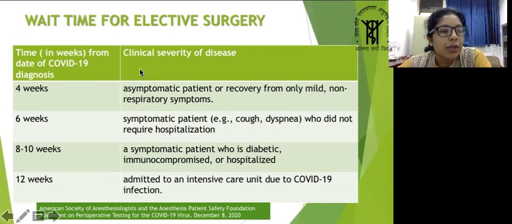So, if the patient falls into the asymptomatic category or has recovered from mild non-respiratory symptoms, after 4 weeks, we can take up the patient for surgery. If the patient was symptomatic like cough and dyspnea and did not require hospitalization, we have to wait for 6 weeks for surgery. Any symptomatic patient who is also a diabetic, immunocompromised, or hospitalized, it is essential to wait for 8 to 10 weeks. And if the patient was admitted to an ICU due to COVID-19 infection, then we should wait for 12 weeks for surgery.